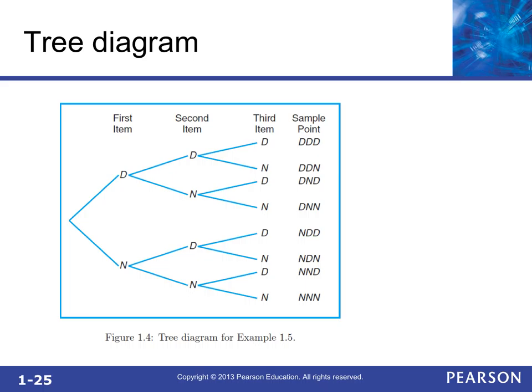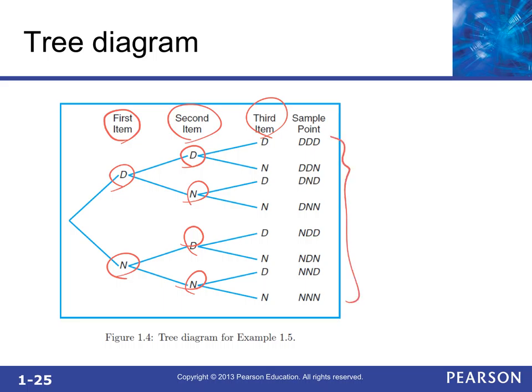So we first examine the first item. There are two possibilities, D or N, and then we move on to examine the second item. In this case, again, we'll have two possible outcomes in each case. So D, N, D, N. And in the third item, again, we'll have two possible outcomes in each case. So by drawing this kind of tree diagram, we can consider all possible outcomes without missing anything. So this is the way that we can use a tree diagram to create a sample space.